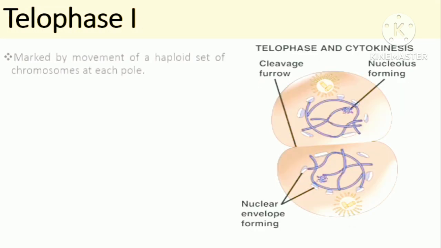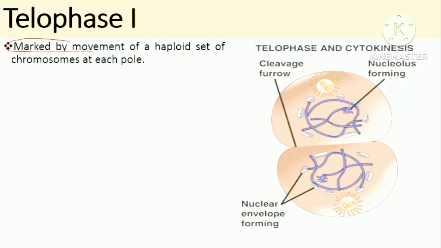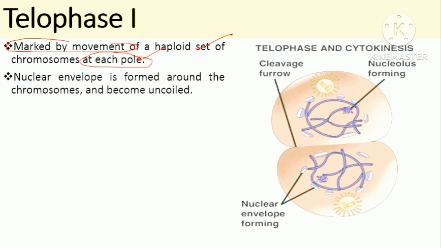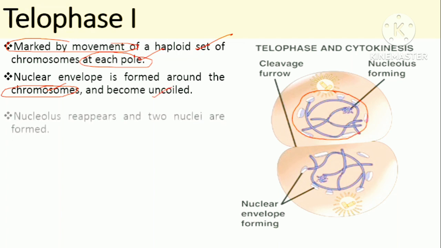Next, telophase 1, that is the last stage of meiosis 1. This stage is marked by movement of haploid set of chromosomes at each pole. So chromosome number will become half, and the haploid set of chromosomes will move towards the opposite pole. And nuclear envelope is formed around the chromosomes, and they become uncoiled. The chromosomes will uncoil and are converted into chromatin fibers.